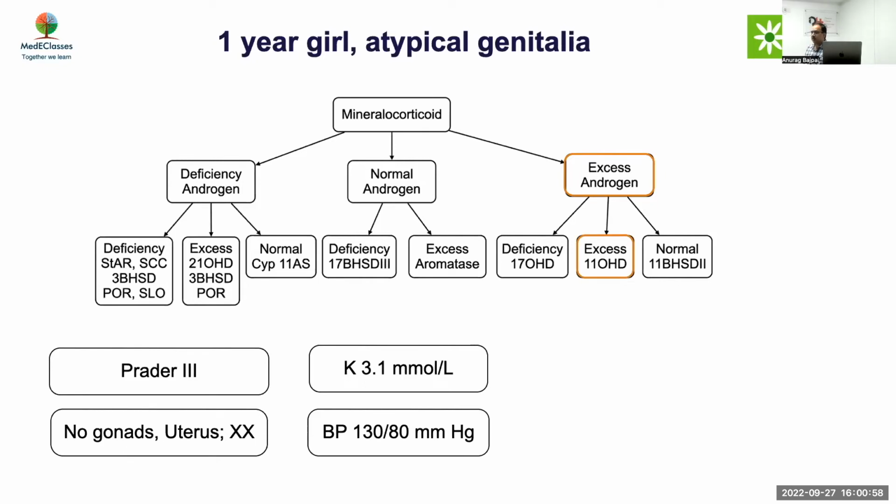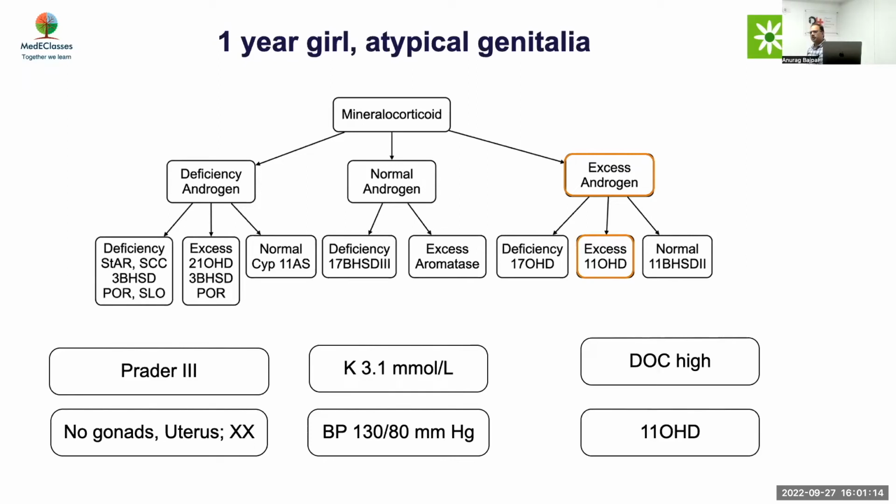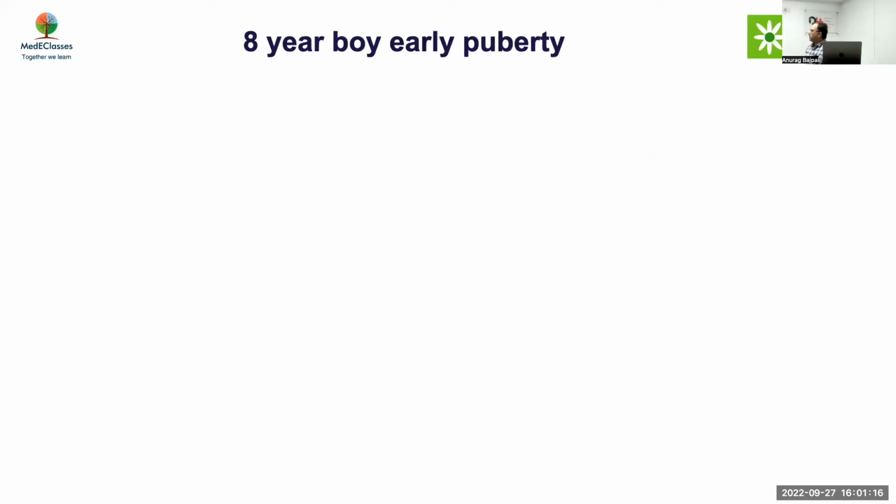So this is the classical case that I was talking about. Hypokalemia, XX-DSD, look for blood pressure. If it's high, this is the third scenario, 99% will be 11 hydroxylase. So if you just look at this algorithm, in most cases you will get the diagnosis right. So this is 11 hydroxylase deficiency. Manoj, 8-year-old boy with early puberty. So we have a boy with early puberty.